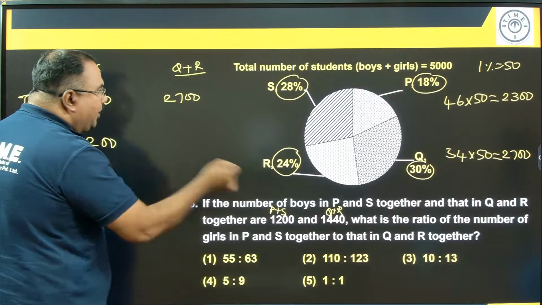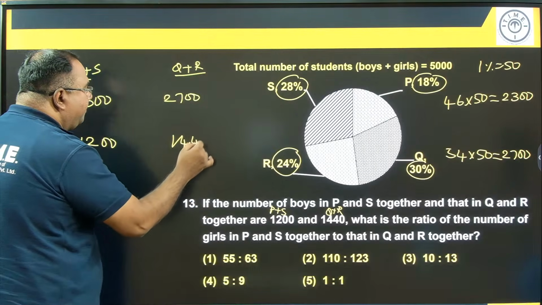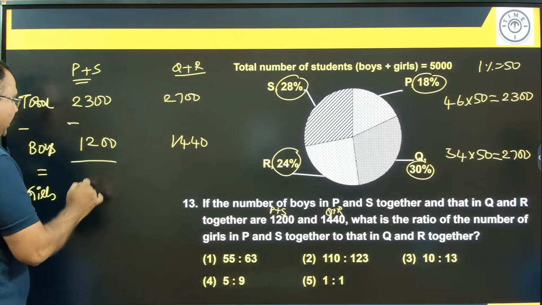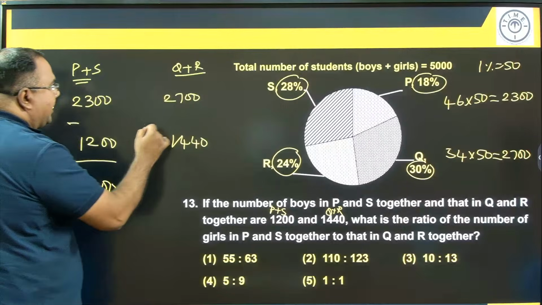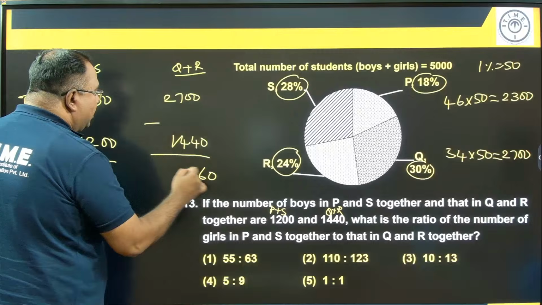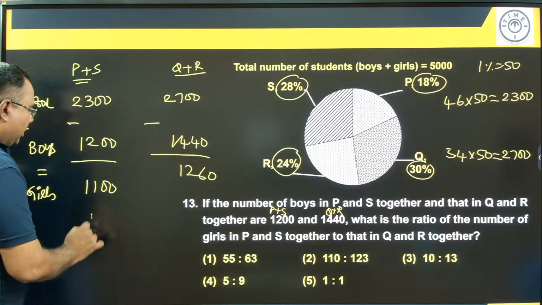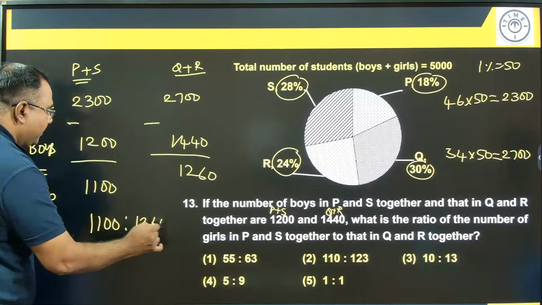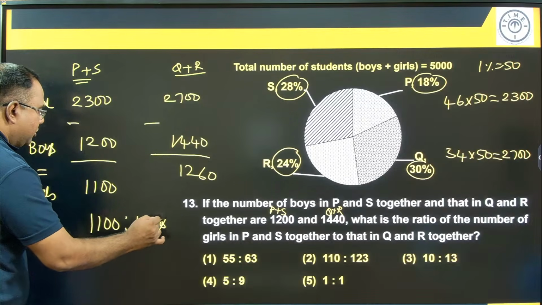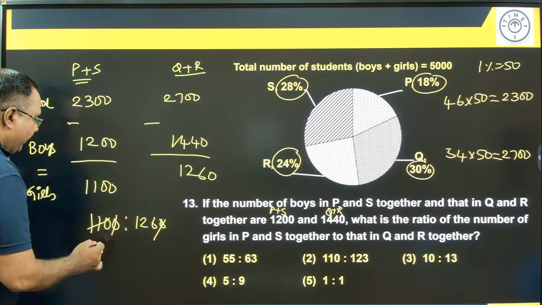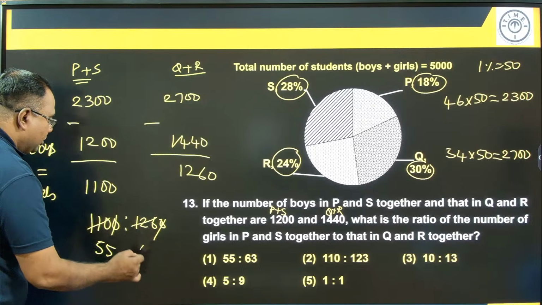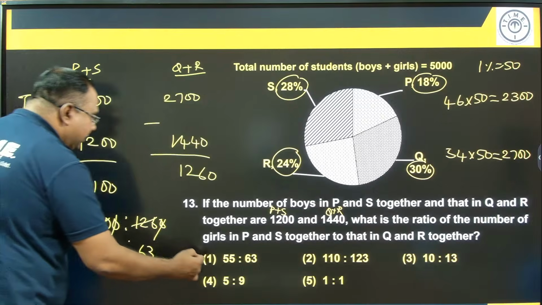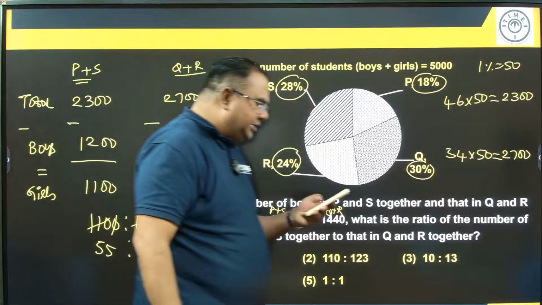And Q and R boys are 1440. Subtract, you'll get 1100 here. You subtract here, 1260 here. So, it has to be the ratio of 1100 upon 1260. The 0s are nullified. 2 is a common factor: 55 is to 63. First option is the correct answer.